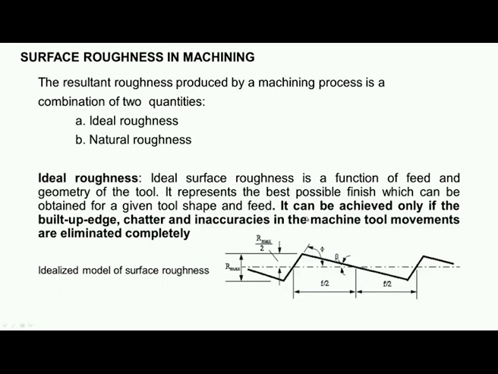It can be achieved only if the built up edge, chatter and the inaccuracies in the machine tool movements are eliminated properly. This diagram shows that from valley to valley, this gap is known as the feed per revolution, and these are the various angles on the cutting tool. Because of this tool shape and feed rate, we get the surface roughness. This valley to peak distance is the R max, again a parameter used to designate the surface roughness.